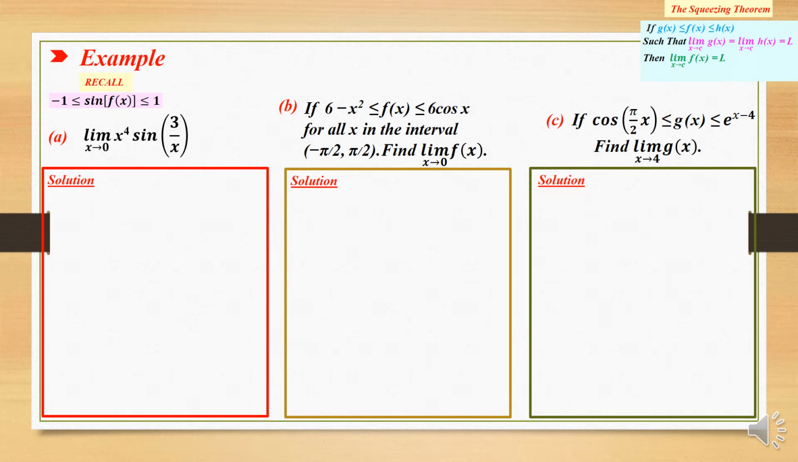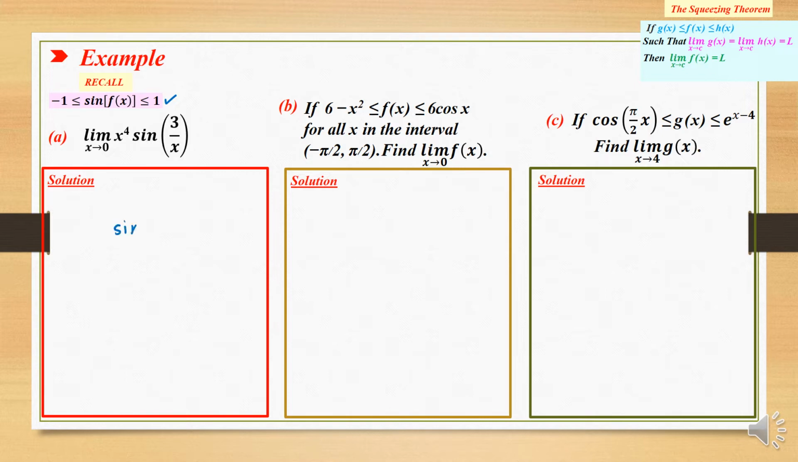Hi everyone, in this video we'll take some examples about how to use the squeezing theorem. Now in part A we have the limit as x goes to 0 of x to the fourth sine 3 over x, and you have to use the squeeze theorem. You know that sine of any function is between -1 and 1.